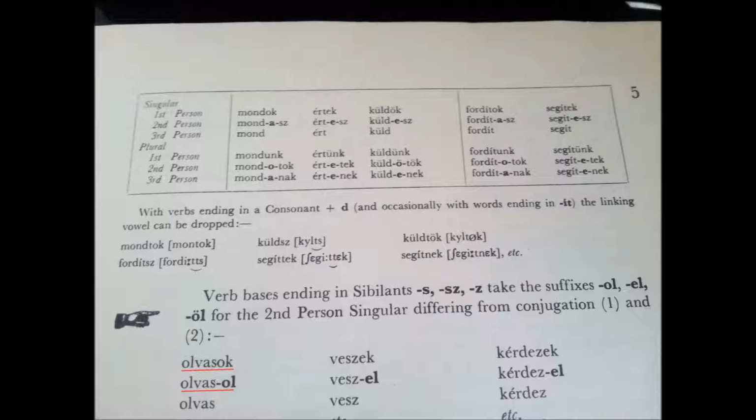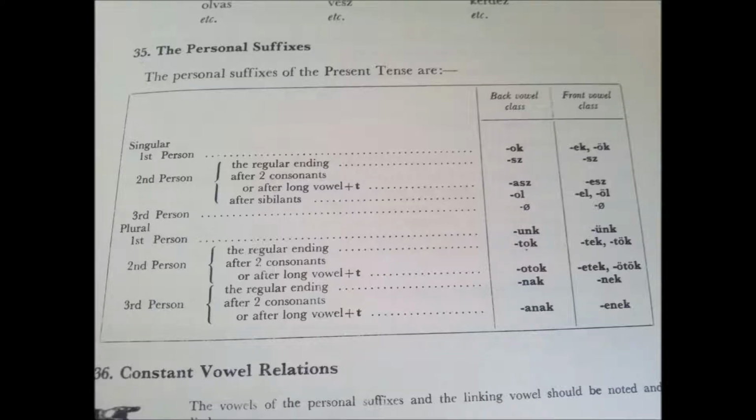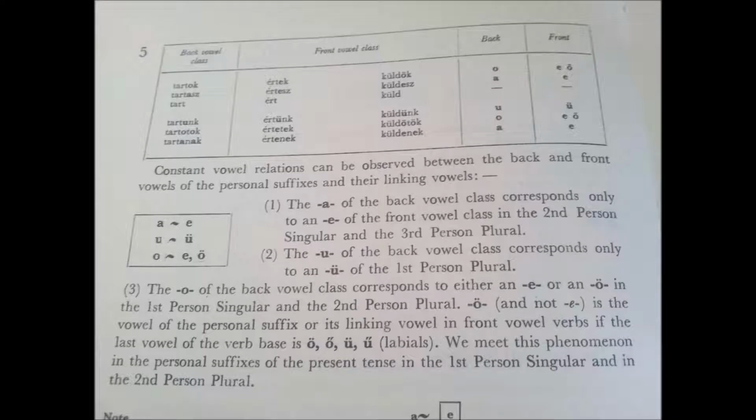So, for instance, olvasni, which means to read, is conjugated differently in the second singular form. Te olvasol, compared to tud, tudni. In the second person singular, it's tudsz. So notice the difference between those two verbs.